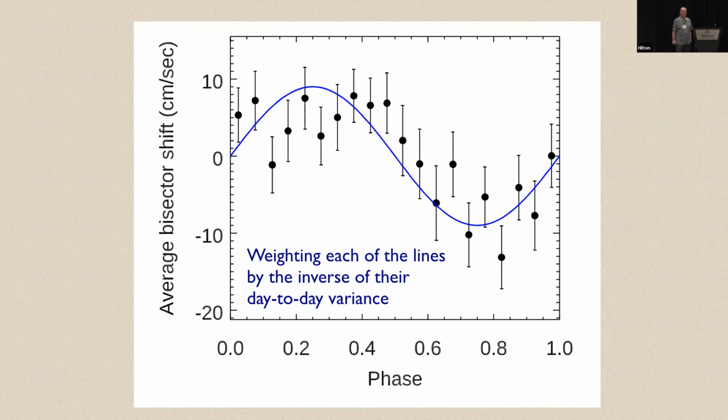Nevertheless, in the average of the 8 lines I've looked at, virtue is rewarded if I weight them by the inverse of the day-to-day variance. It's not whether they agree with the signal that I know is there that I injected, but whether they're consistent from day to day, and I use the inverse of that variance as a weighting. Then the average of those 8 lines recovers that 9 centimeters per second signal pretty well.